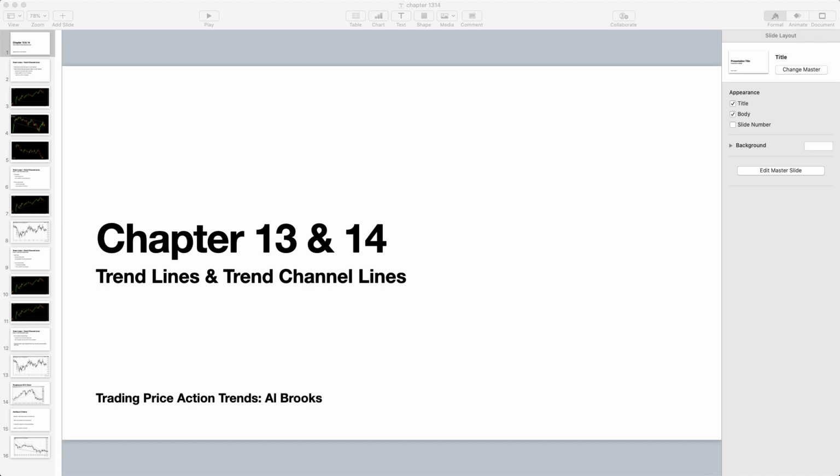So I kind of separated 13 and 14 to talk about Al's conventions about how to draw trend lines and trend channel lines, and then all the bulk details of channels in chapter 15. Because a lot of the stuff in chapter 14 about channels is also repeated in chapter 15, so I just saved it for that chapter.